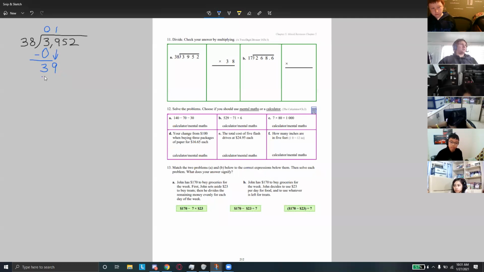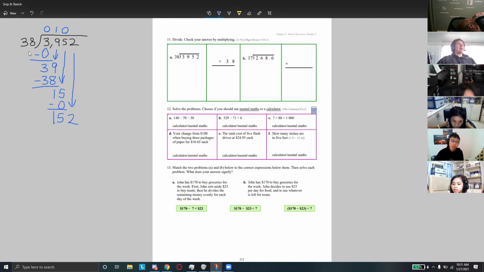38 times 1 is 38. 39 minus 38 is 1. Drop the 5. Can 38 go into 15? No. Goes in 0 times. So 38 times 0 is 0. 15 minus 0 is 15. Drop the 2. Oh, great. Well, I could kind of guess in my head. 38 rounded up is going to be 40. And so 40 goes into 150 about, I'm going to guess 3 times. So how about we try that out?